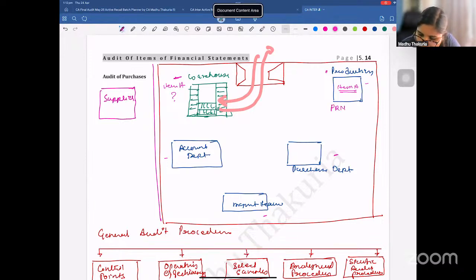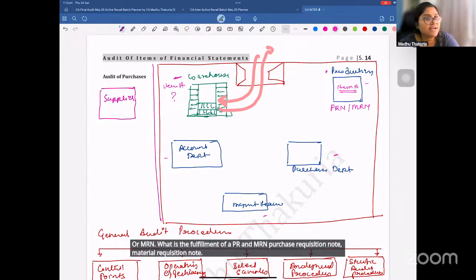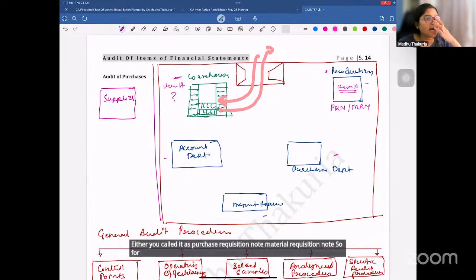PRN or MRN. What is the full form of PRN and MRN? Purchase requisition note, material requisition note. Can you please write this somewhere in your notes? PRN, MRN. Either you call it a purchase requisition note or a material requisition note. So, for example, if they need an item for production, they will call it an MRN. But suppose a pen is needed in the office, or a printer is needed in the office. For those, they will raise the PRN.